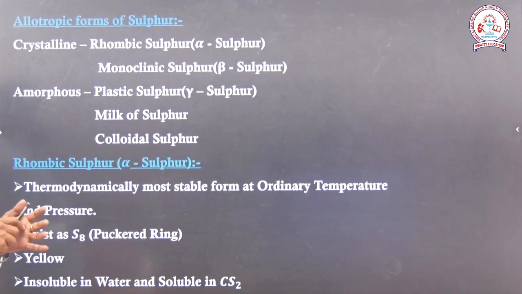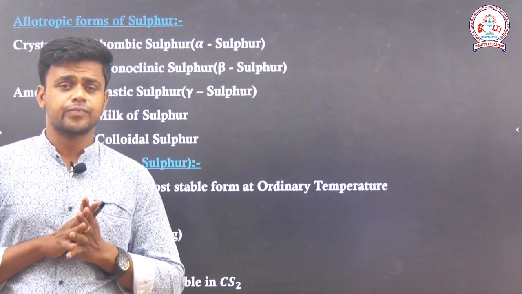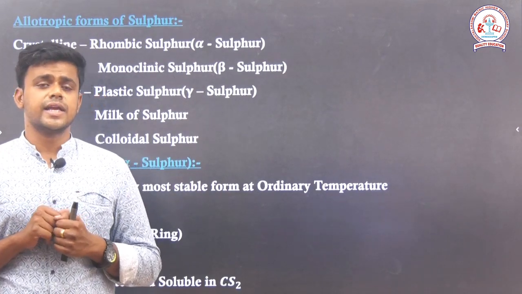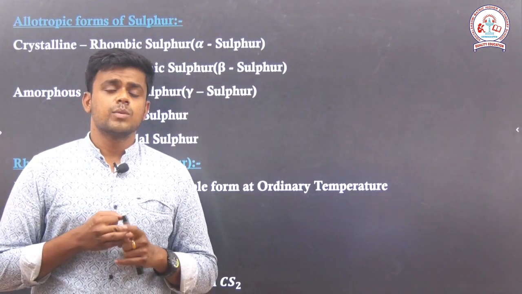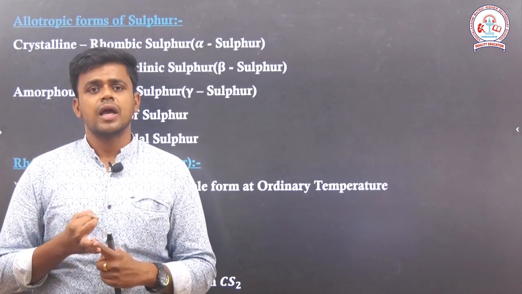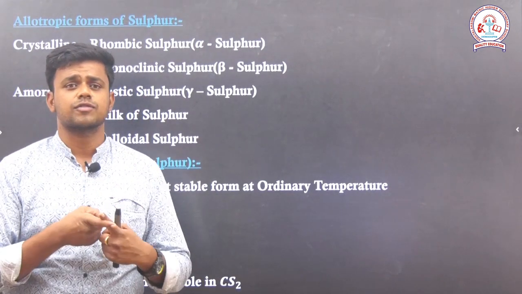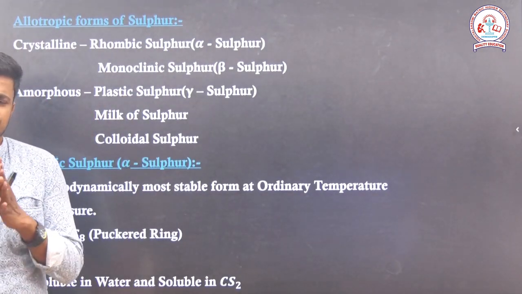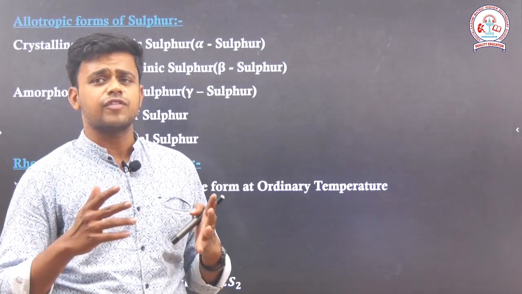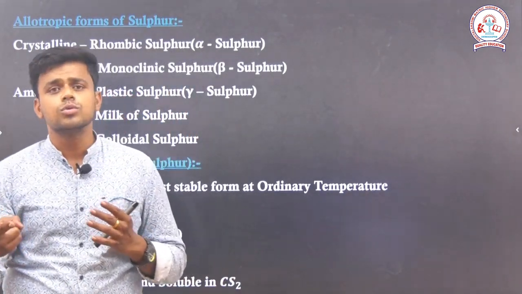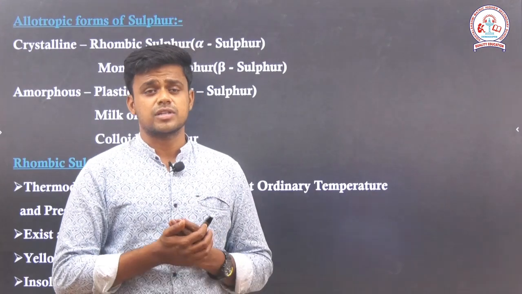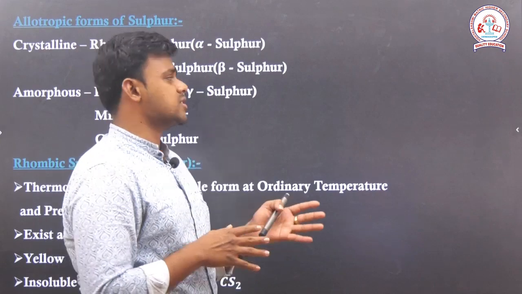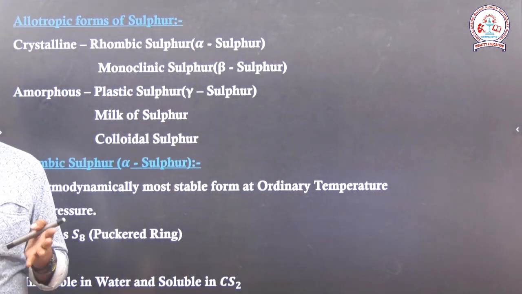Right. Allotropic forms of sulfur. Quite easy to learn. Sulfur actually exists in two forms, crystalline and amorphous. Crystalline exists as rhombic and monoclinic, which are called alpha sulfur and beta sulfur. Amorphous exists as plastic sulfur, milk of sulfur, and colloidal sulfur. Plastic sulfur is actually called gamma sulfur. So, we can categorize sulfur into two forms: rhombic and monoclinic sulfur come under crystalline, and in amorphous we have plastic, milk of sulfur, and colloidal sulfur.